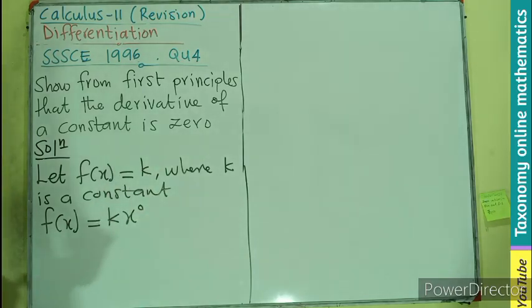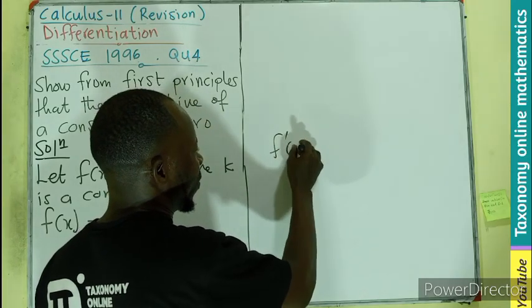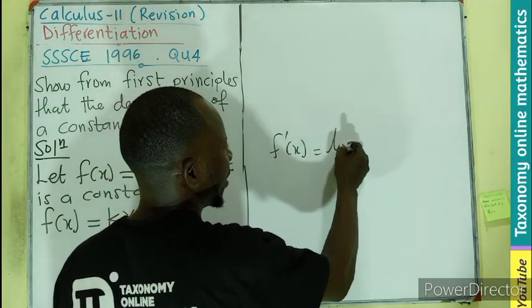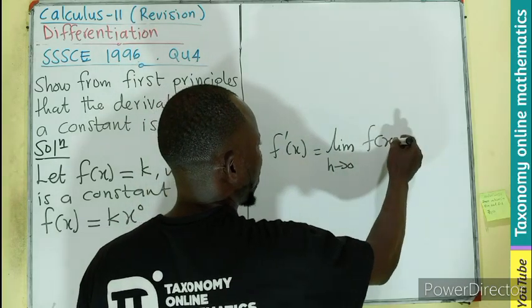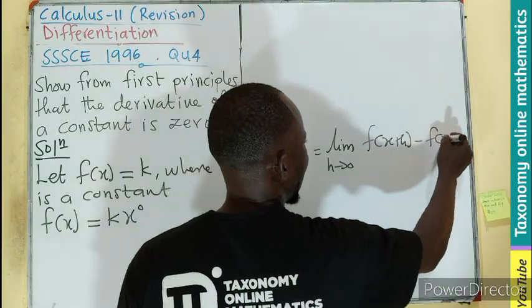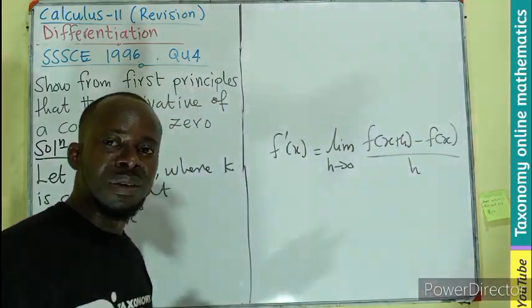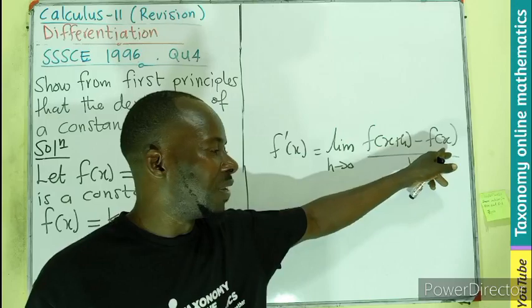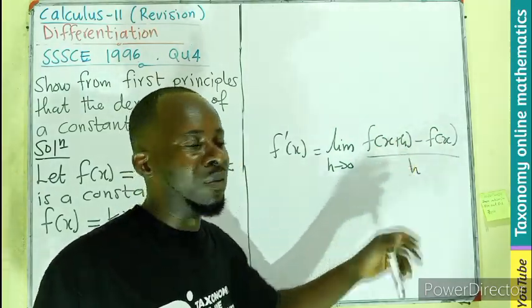0. Now, if you recall, your f prime of x will be the limit as h approaches 0 of f of x plus h minus f of x, divided by h. So we know what this is. That is what we have represented. So we need to also find an expression for this.